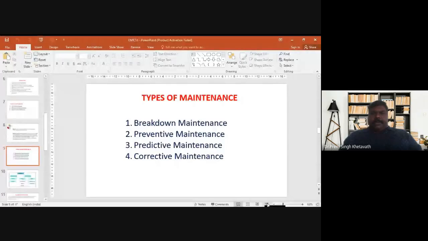So for the latecomers who have joined late, I will be sharing the window and showing a few slides. So we have the types of maintenance, this.